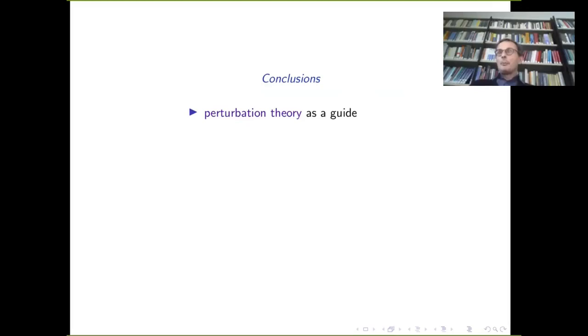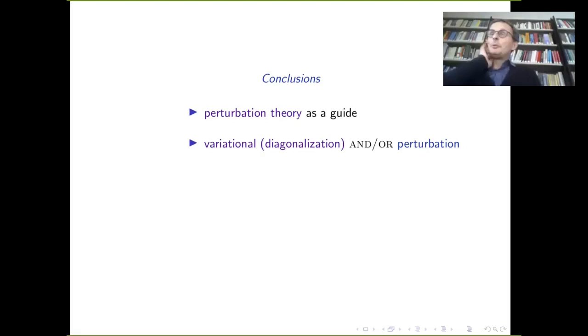Some conclusions before Emmanuel takes the lead. Perturbation was used as a guide, starting from the CI, the configuration interaction matrix, that allows us to retrieve the correlation energy, so the energy that is missing in the Hartree-Fock description, and that was used as the definition. And perturbation, as not opposed to variational or diagonalization methods, can be used, and that's something I showed you, in combination. Some methods actually do this, and Emmanuel will say a few words on that, combining perturbation and variational treatment in order to build up the correlation energy or the wave function.